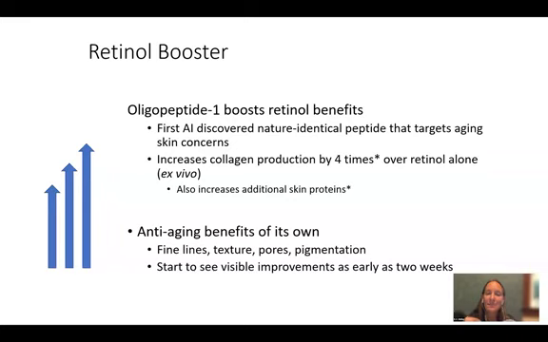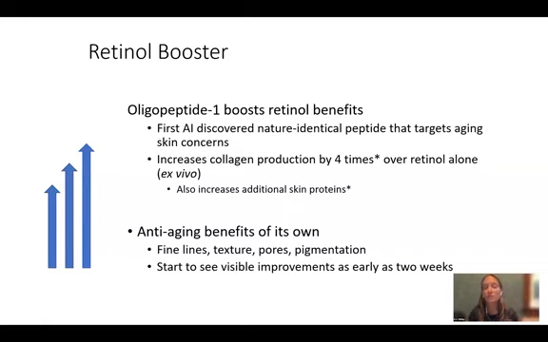But it actually can increase collagen production by 4 times over retinol alone ex vivo. So they actually took skin explants, so skin that people weren't using anymore, which sounds weird, but from plastic surgery, right? And they added retinol to the skin that was donated, and then they added retinol plus this oligopeptide to it, and they looked at how much collagen was then produced by the skin, and there were 4 times more collagen produced by the skin that had this booster and the retinol over the retinol by itself.